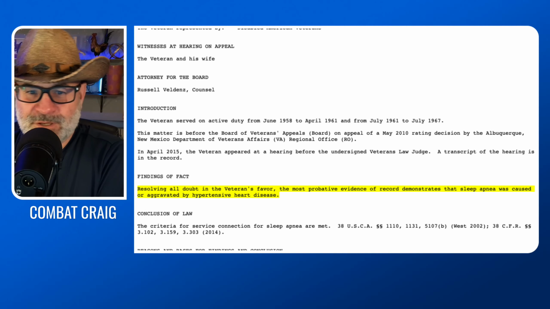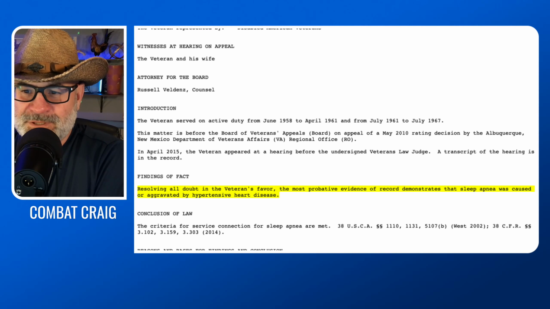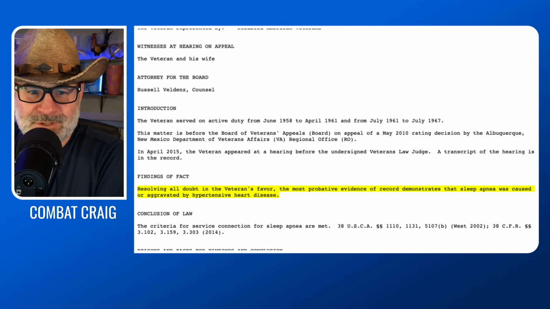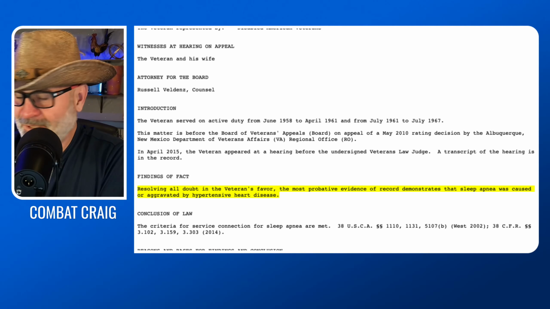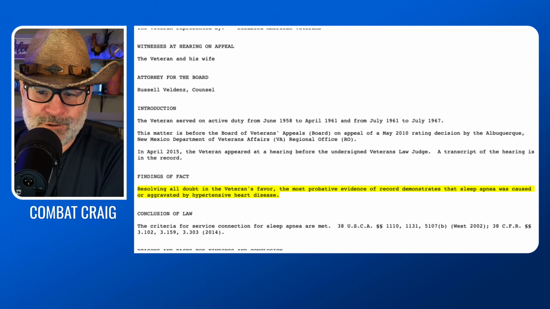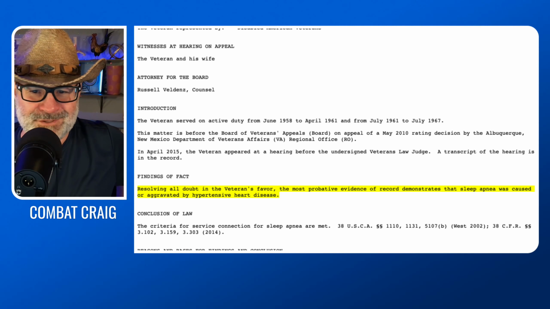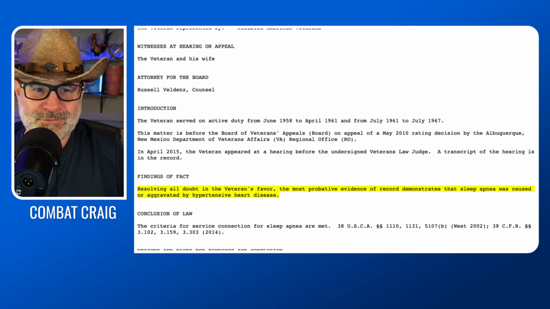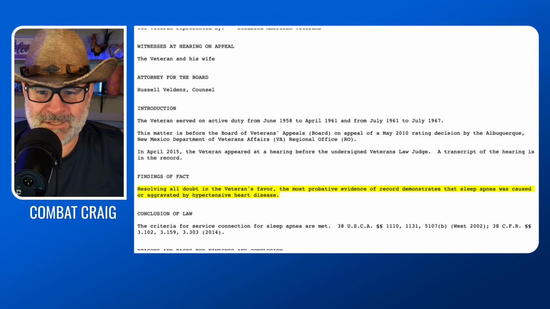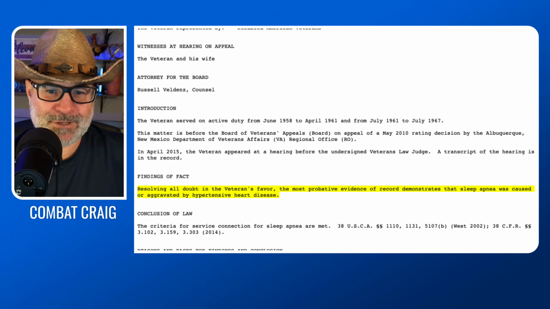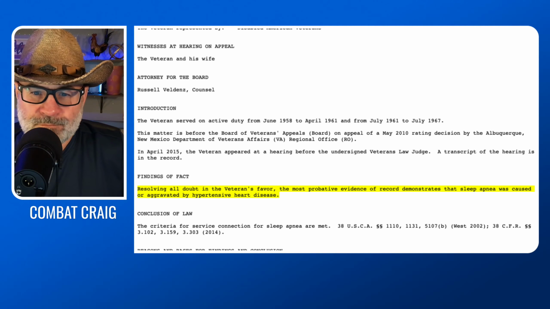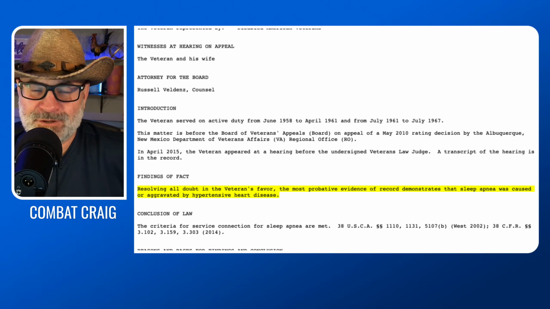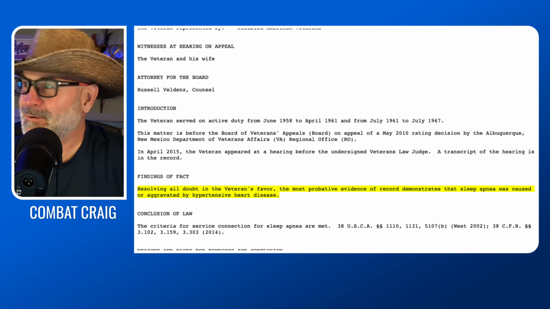Findings of fact. Resolving all doubt in the veteran's favor, the most probative evidence of record demonstrates that sleep apnea was caused or aggravated by hypertensive heart disease. And when you're looking at these findings of fact on BVA, and I encourage you to do so, the verbiage is a little bit different. But once you start getting used to the words, it's telling. So in this one, resolving all doubt in the veteran's favor, that's obviously a good one. The most probative evidence of record. So that's where the probative value comes in.